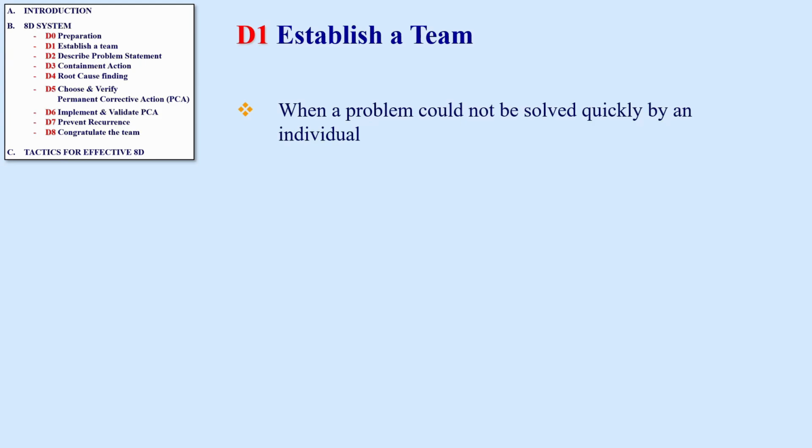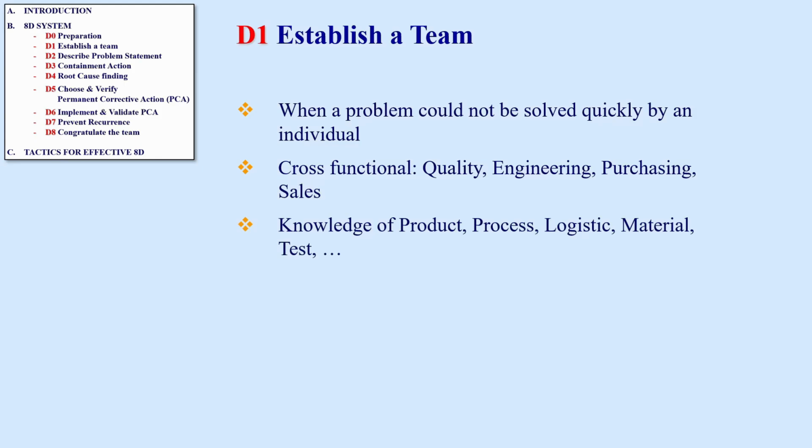Once we decide 8D is needed, naturally we will move to D1, establish a team. More heads are always better than one, especially when a problem cannot be solved quickly by an individual. The team is comprised of members from multiple disciplines, for example: quality, engineering, purchasing and sales. It depends on what type of issue and what kind of knowledge is needed: product, process, logistics, material, test, etc.